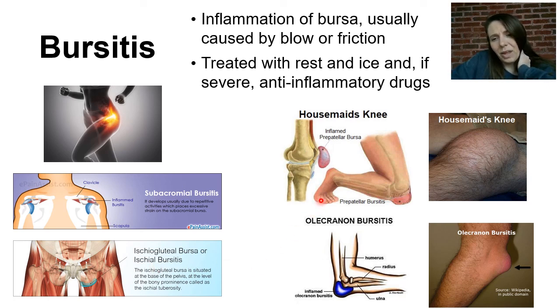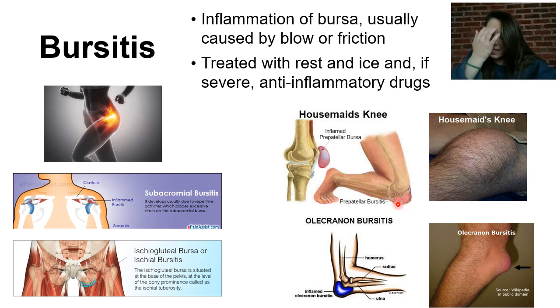And a pretty common type that's actually seen probably more frequently than you think is called housemaid's knee. This happens a lot to people that work on their knees a lot, like carpenters. It's called housemaid's because maids work scrubbing the floors. And the technical term for it is prepatellar bursitis because the bursa that is in between the skin and the patella of the knee becomes inflamed.